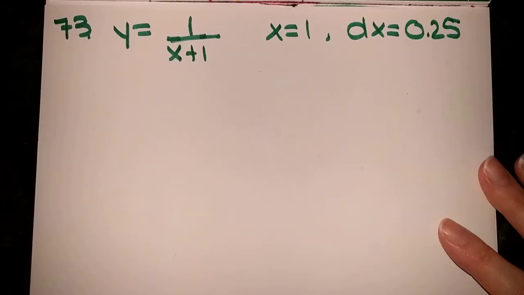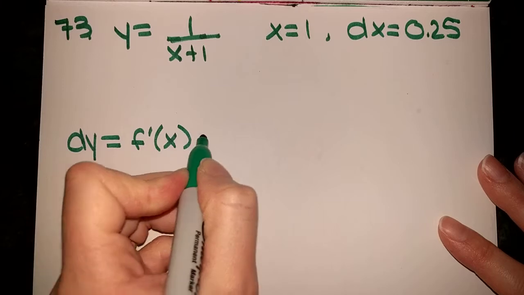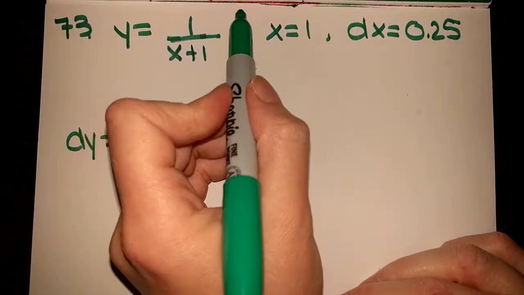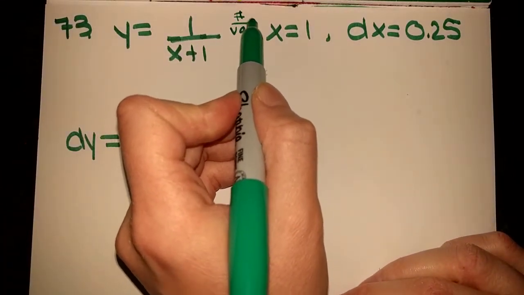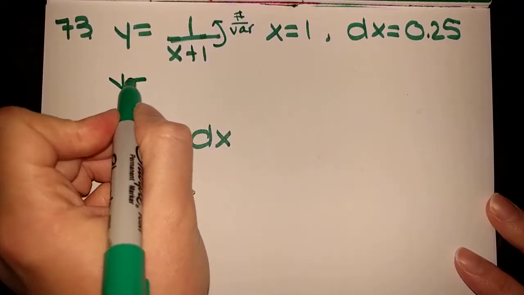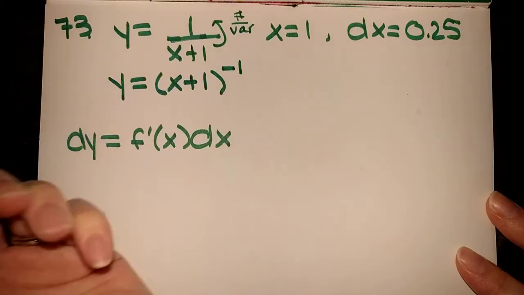We start off by taking our differential, and our differential again is dy is equal to f prime of x times dx. Now, do keep in mind here, to find my derivative, I am not going to sit there and do the quotient rule because I have a number over a variable. I'm going to bring all that variable expression up and rewrite the expression as y is equal to (x plus 1) to the negative 1.